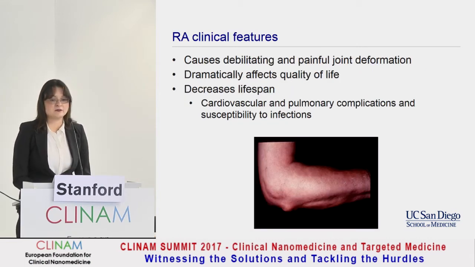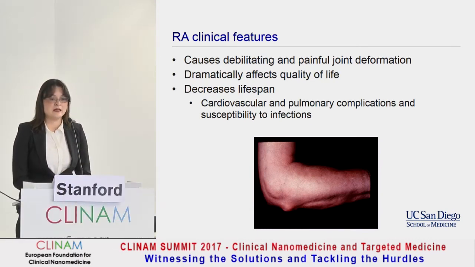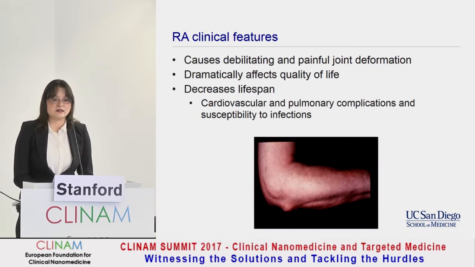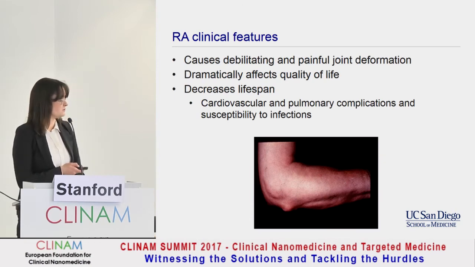Now, RA is really a terrible disease because it's quite debilitating. As you can see in some of these pictures that I'll show, it causes debilitating joint deformations and leads to a lot of pain and dramatically affects a patient's quality of life. Interestingly, RA decreases lifespan when not treated, and this is due to increased risk of cardiovascular disease or pulmonary complications and also to increased risk of infections.